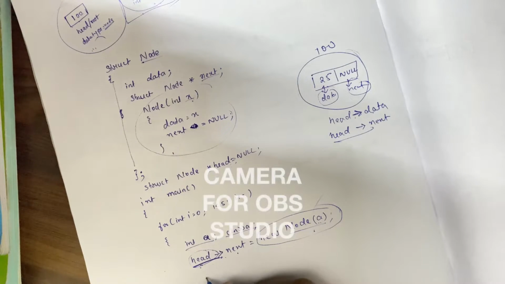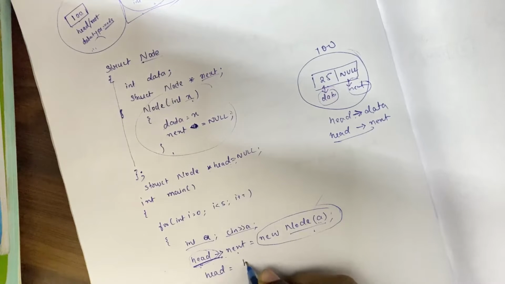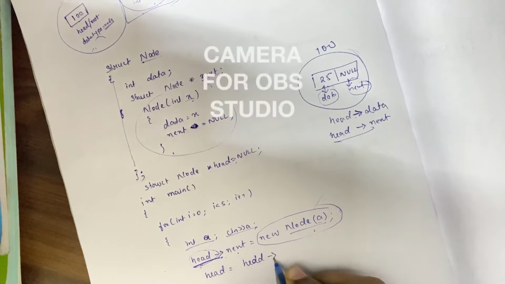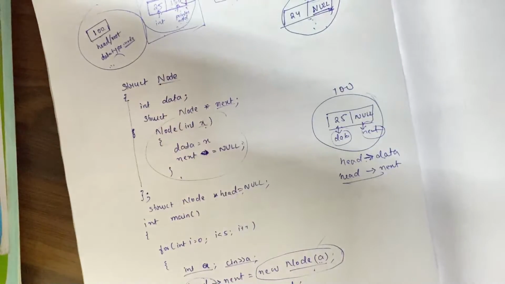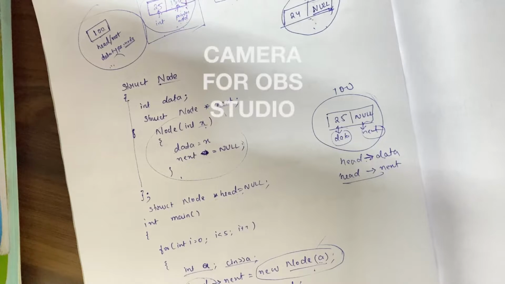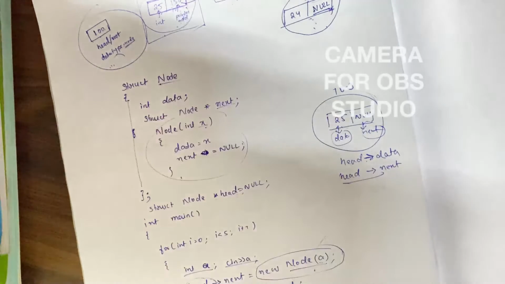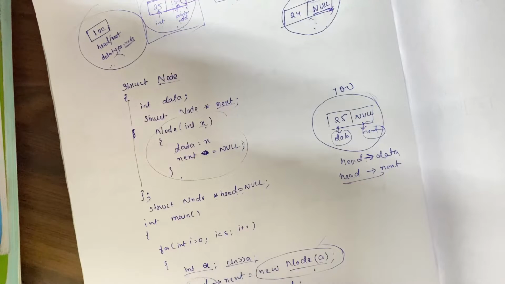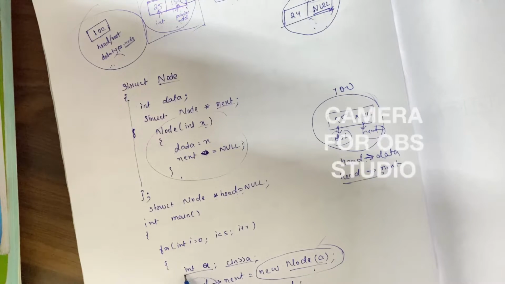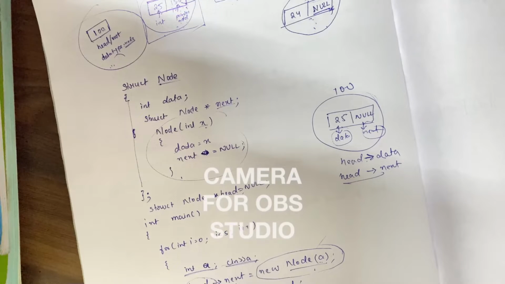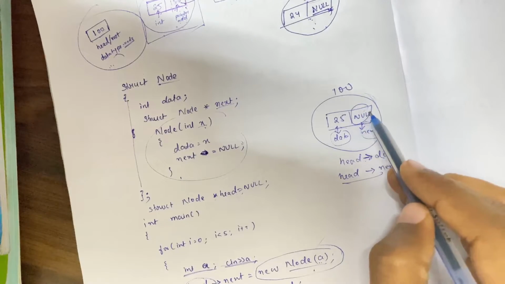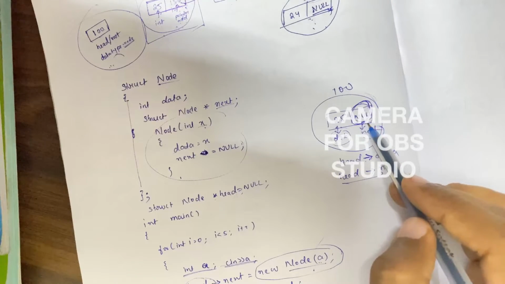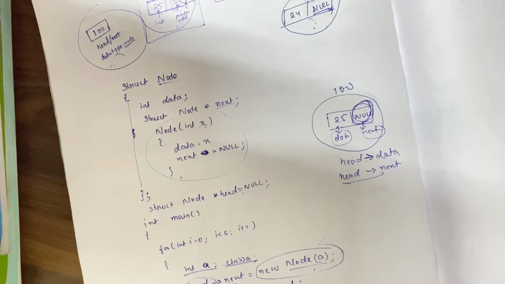So head is equal to head to next. Now we have reached here. Let's close this. Head is here now. Then again, let's say we will take the input of the second one. It will take the input a and head to next. Now it is on the second one. Here we have null, the new one. So now head to next will be changed.